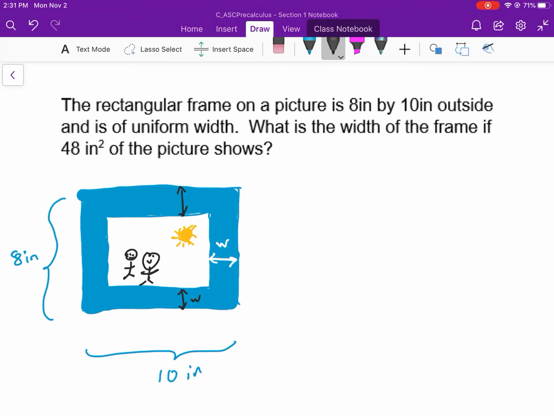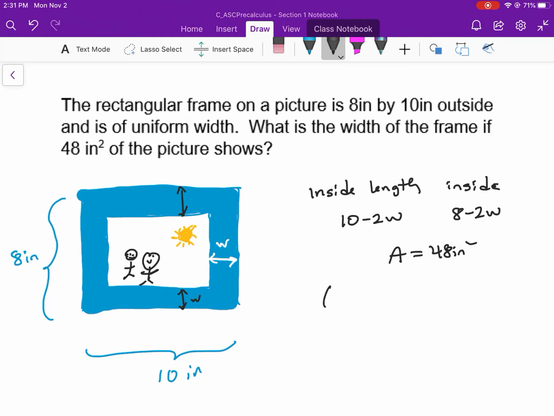So instead of this being 10, the inside length is 10 minus 2w, right? And the inside width is going to be 8 minus 2w. Well, and that area is supposed to be 48 inches squared. So if I do area of a rectangle, length times width, I'm going to have 10 minus 2w times 8 minus 2w is equal to 48.